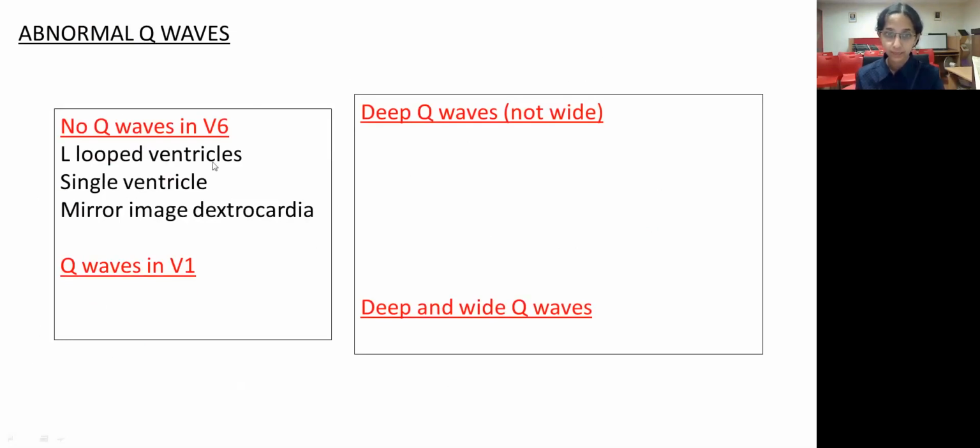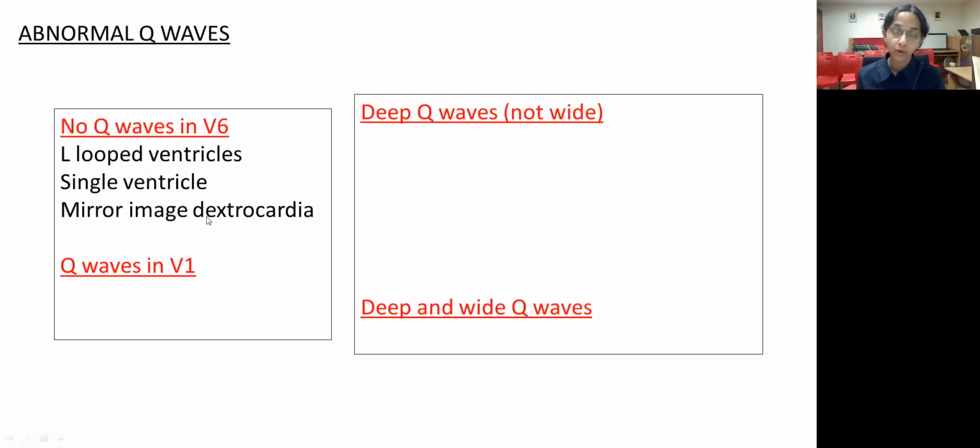This can happen if my right ventricle is on the left side and left ventricle is on the right side, which we name L-looped ventricles. That means the ventricles are reversed. Or I do not have a significant interventricular septum, which means I am dealing with a single ventricle. Or I have mirror image dextrocardia.